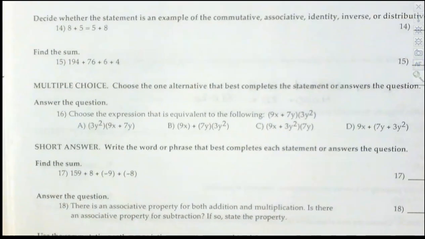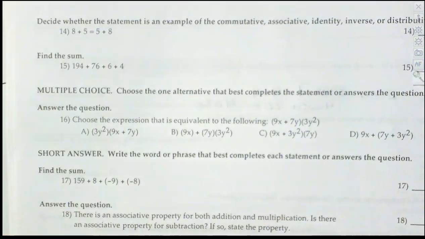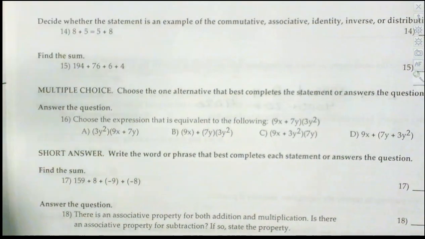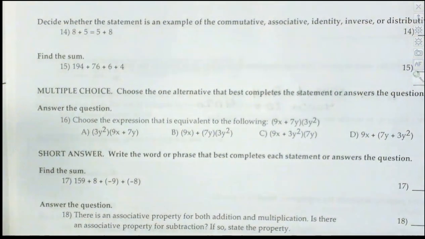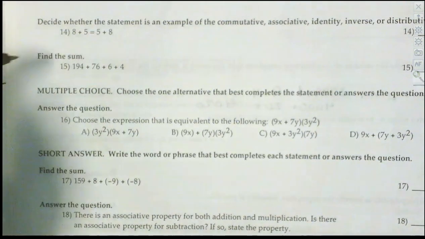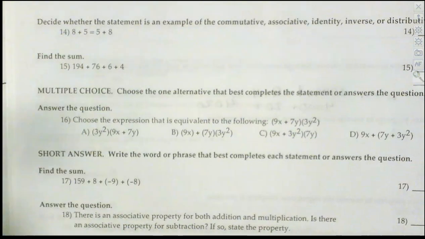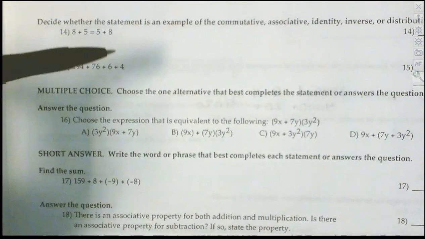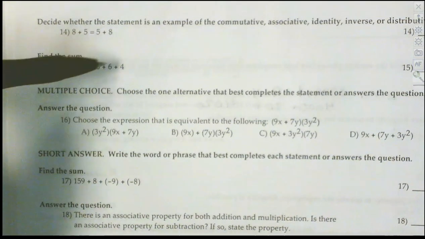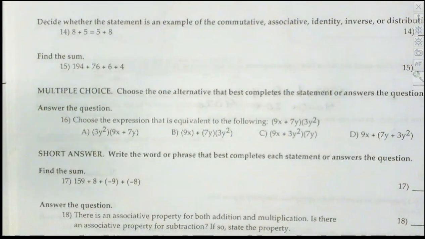Okay, question 14. What's happening on 14? I'm not changing the groupings. I'm changing the what? Order, right? So which property goes with order? Well, you should know that one. We're changing the order. And 15, you can rewrite it so you can do the sum a little bit easier. You can rewrite it so that 194 and that 6 go together, and that 76 and that 4 go together. So just add them up.